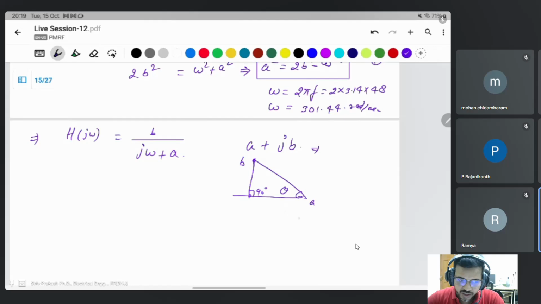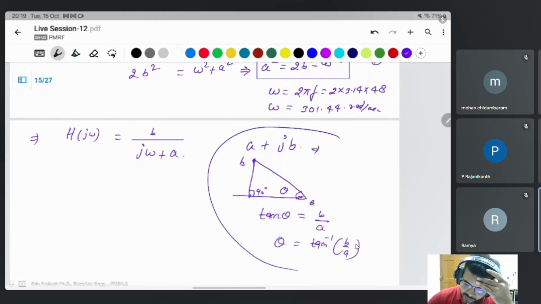Then which one can you find, perpendicular and base, in which trigonometry? I think tan theta, it means b by a. Then what is the angle? The angle will be tan inverse of b by a. Same thing you can apply here.